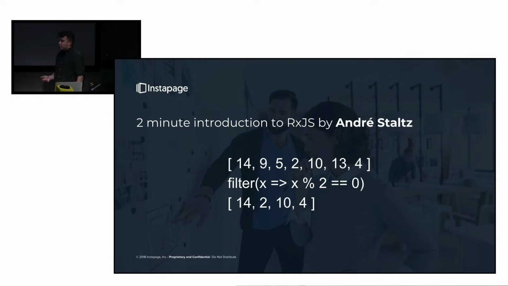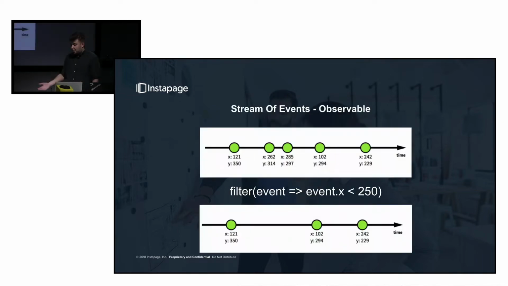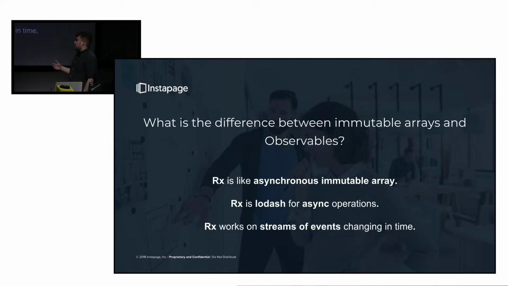I will tell you that reactive streams or observables are really similar to that, because if you look at that example, it's the stream of the mouse movements, and still if you want to filter out all the elements that are less than 250, we still use the filter, and you get the new stream of data. What is the difference between arrays and observables then? I think the main difference is that the array is not changing in time, but an observable is.